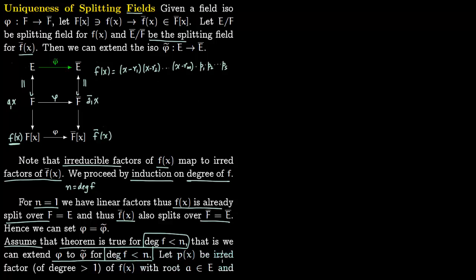So let p of x be an irreducible factor of degree greater than 1 of f of x. So say this is our p. So p1 is our p. So this is an irreducible factor. It has degree greater than 1. It is not a linear factor like this. And this has a root a in our extension field.